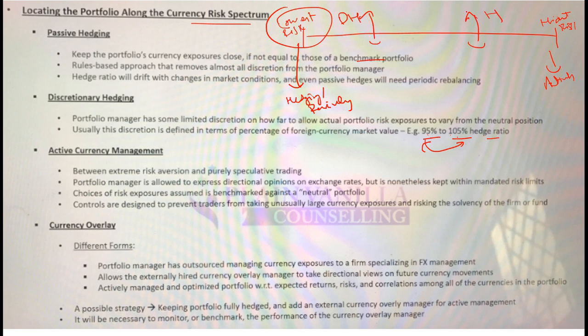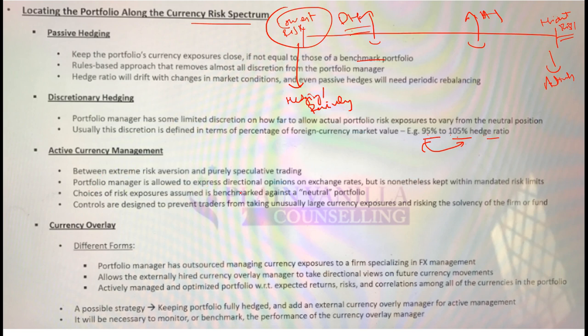Then comes active hedging. What is active hedging? Active hedging is a bit more risky compared to discretionary hedging. So it is between discretionary hedging and high risk hedging or extreme hedging. And what is this?